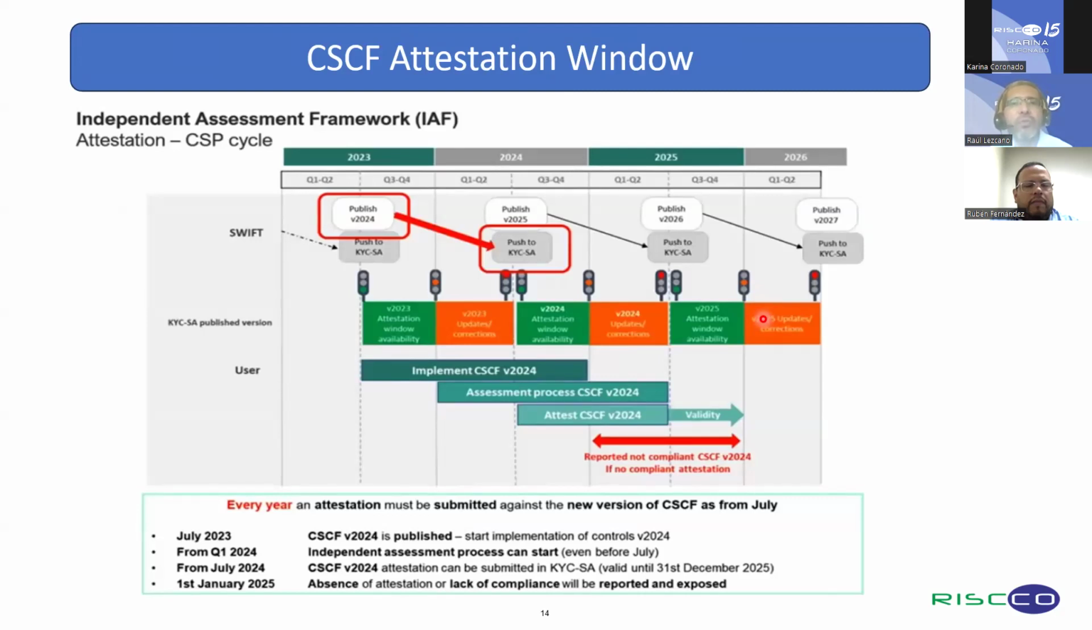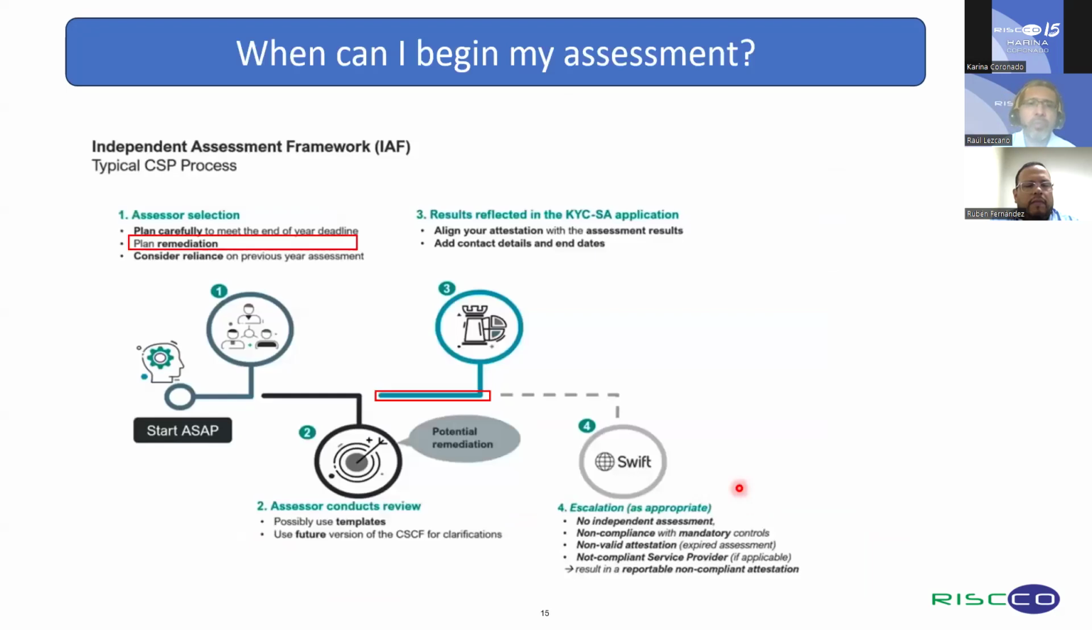So for this 2024 assessment, during July 2023, the customer security framework version 2024 was published. And so we expect that by the end of December 2024, every client could be filling out the attestation and the KYCSA. This is more or less what is said here. And well, we have titled this slide, When I Can Begin. Swift always, in recent years, is publishing this slide, suggesting clients to begin.